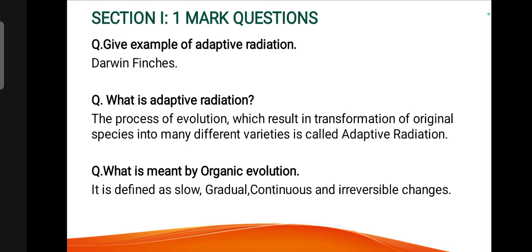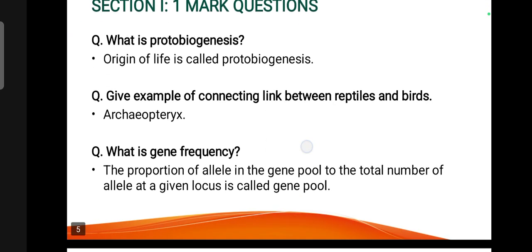Give example of adaptive radiation. Darwin's finches. What is adaptive radiation? The process of evolution which results in transformation of original species into many different varieties is called adaptive radiation. What is meant by organic evolution? It is slow, gradual, continuous and irreversible change. What is protobiogenesis? The origin of life is called protobiogenesis.